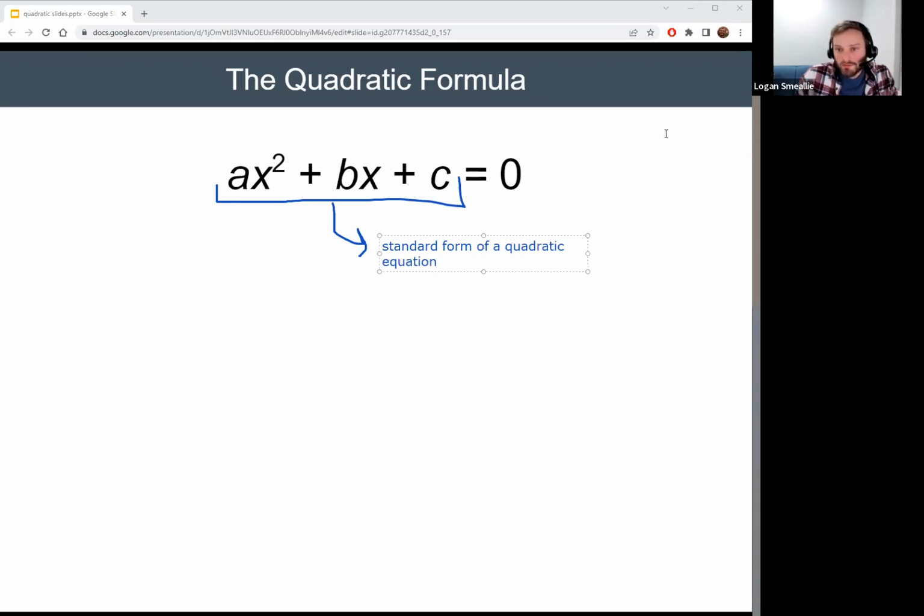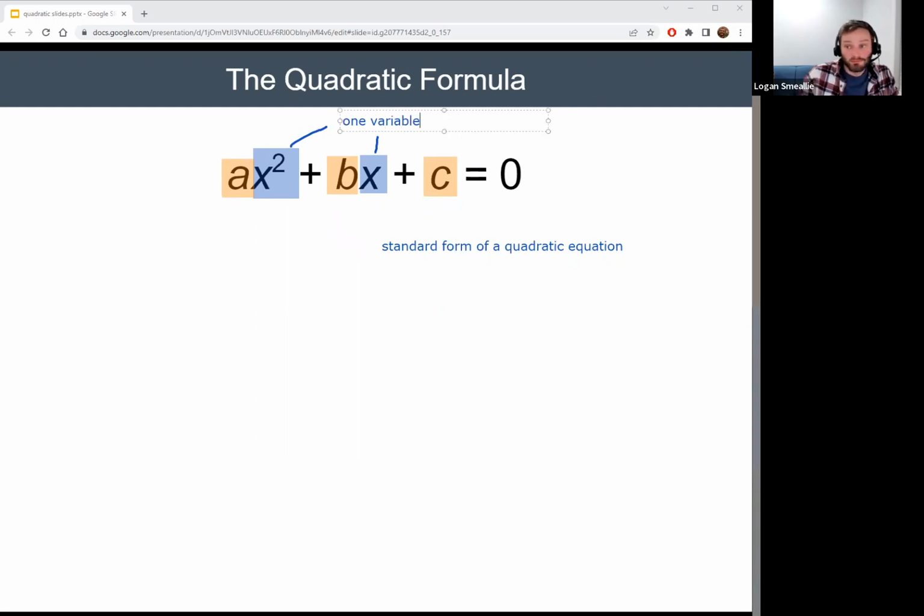And what do you notice in here? The variable x shows up twice. And then you have these three coefficients, a, b, and c. So let me label this. In blue, we have one variable showing up in a couple different ways. And then in the orange, we have three, I'll call them coefficients, numbers.